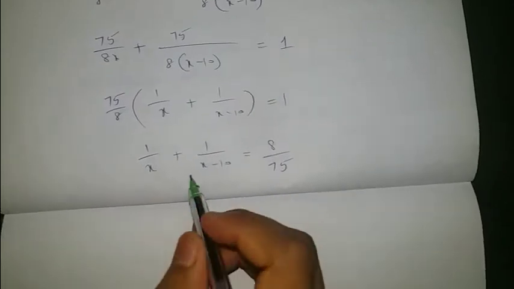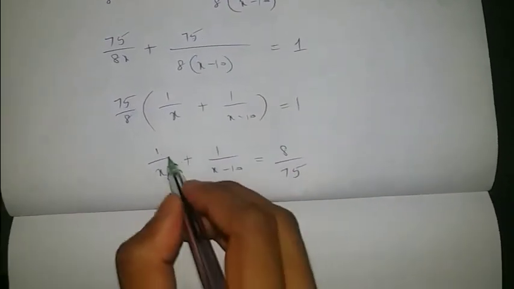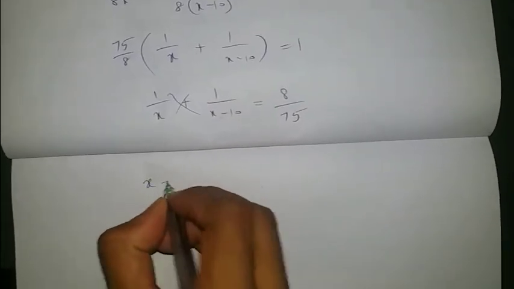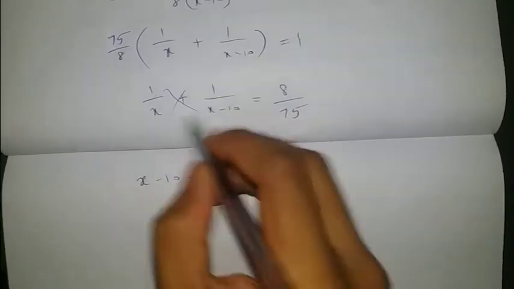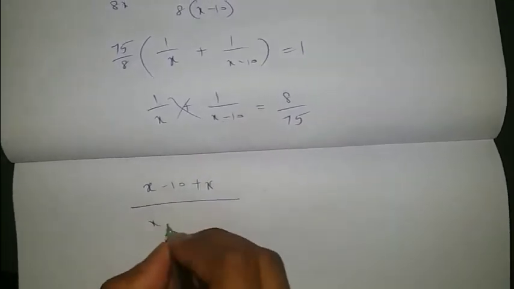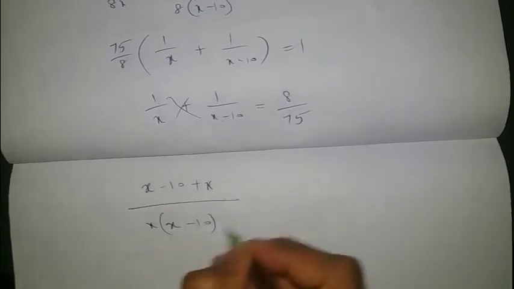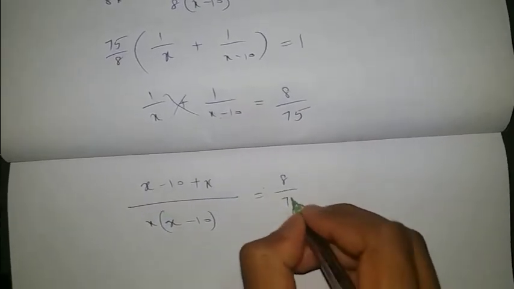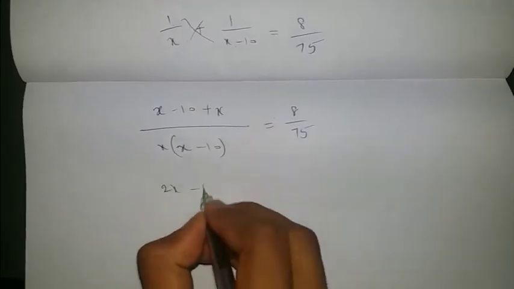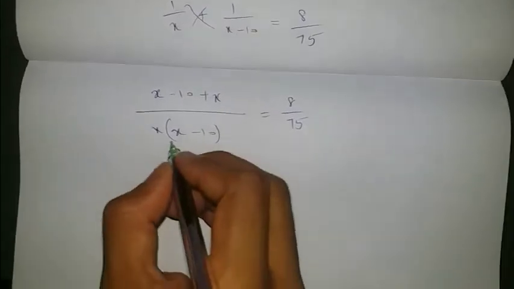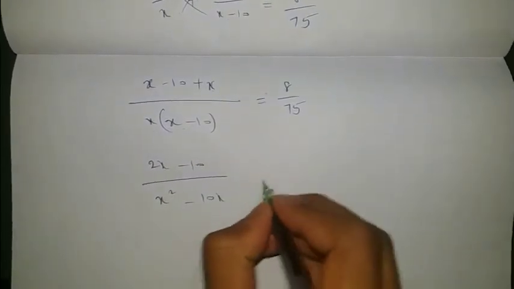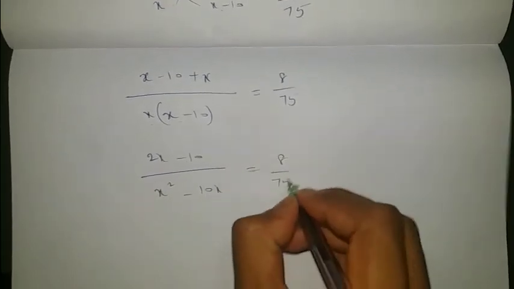Okay, next: 1 by x plus 1 by x minus 10 equals 8 by 75. I will do cross multiplication. 1 into (x minus 10) plus 1 into x, whole divided by x into (x minus 10), which is equal to 8 by 75. That gives 2x minus 10, whole divided by x square minus 10x, is equal to 8 by 75.